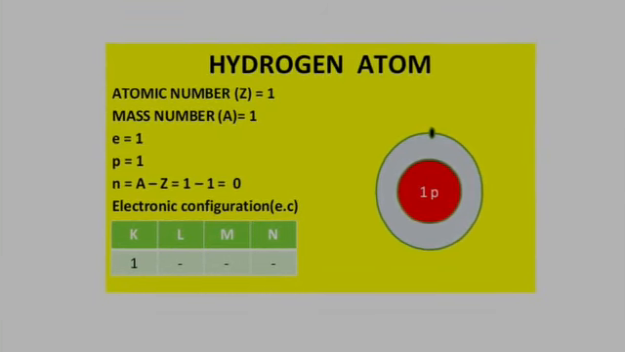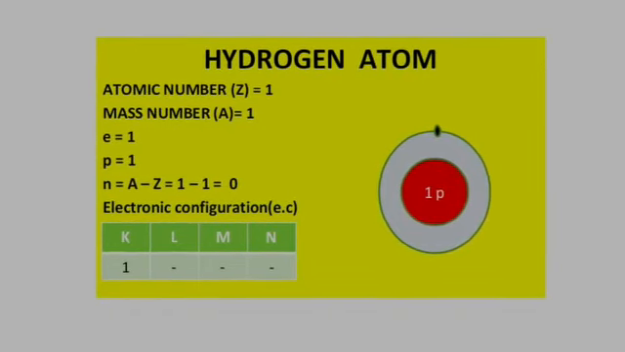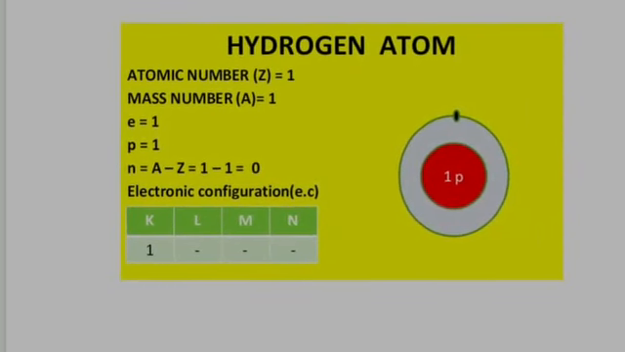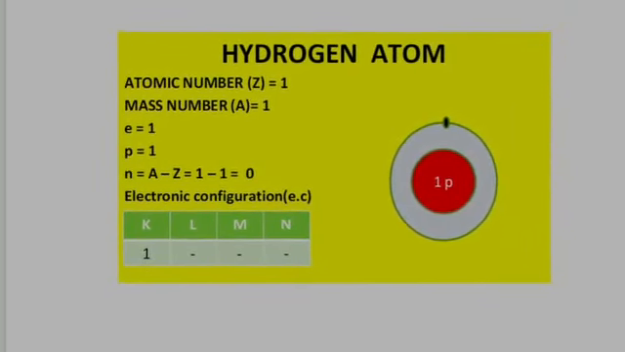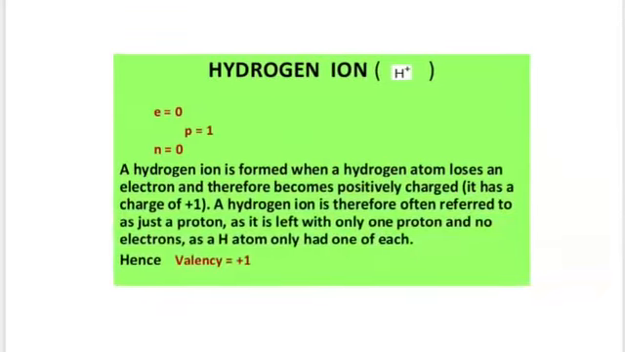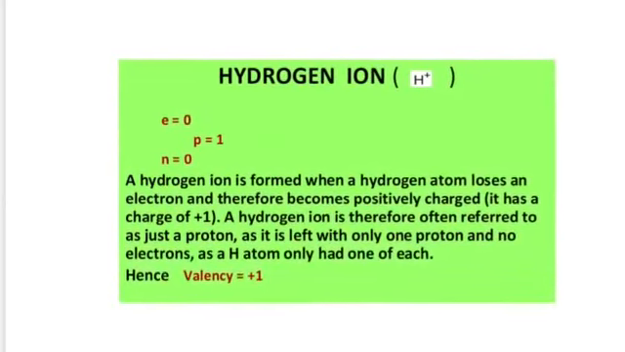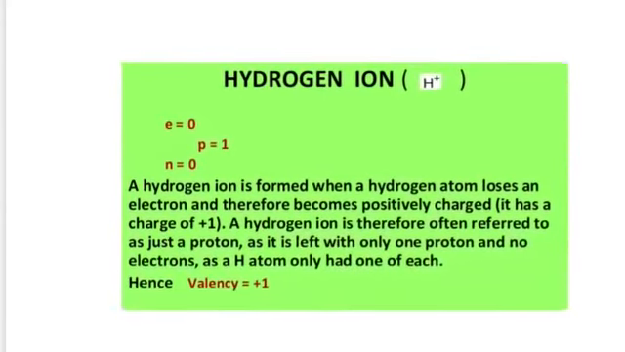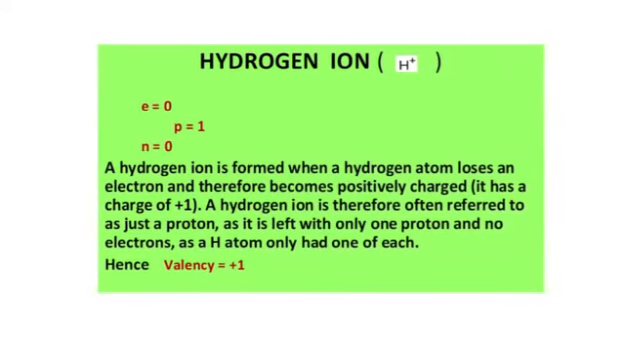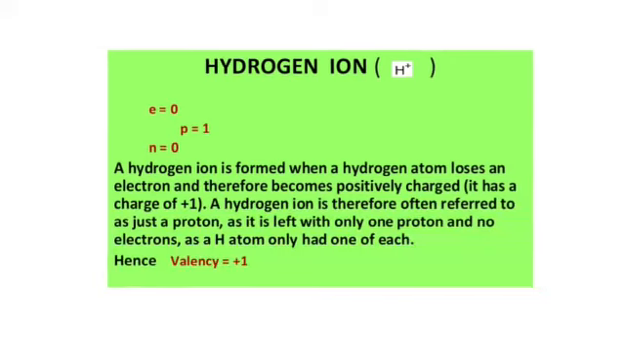Now have a look at the hydrogen atom. It has one electron in the K shell. That means it is half filled, as its maximum capacity is actually 2. In order to completely fill, it requires one more electron that it can take from some other atom, or it can lose this electron. In case it loses one electron, then it becomes a positively charged hydrogen ion and its valency is equal to +1. A hydrogen ion is just a proton as it has lost the only electron it had.